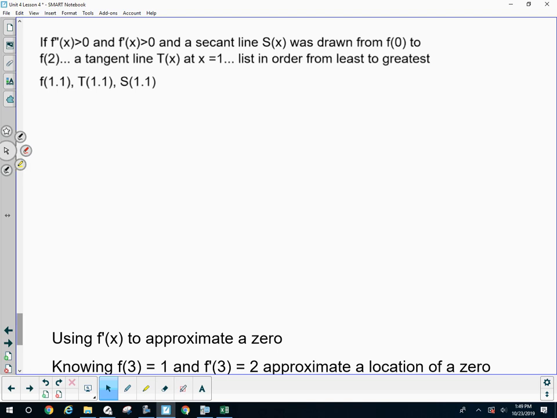This is a good question. Just making sure you understand and can draw a picture. This is all about drawing a picture. We've got a second derivative that's positive and a first derivative that's positive. Draw f that has those characteristics. Second derivative positive, first derivative positive. We should be drawing that. You all got that? Increasing, concave up.